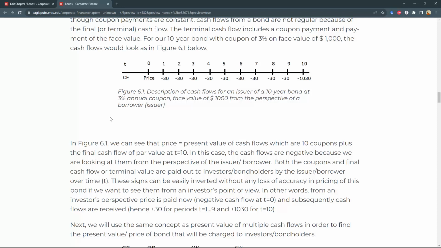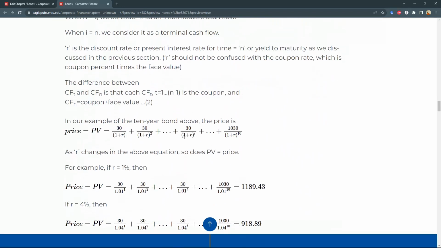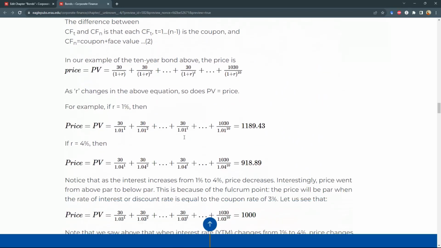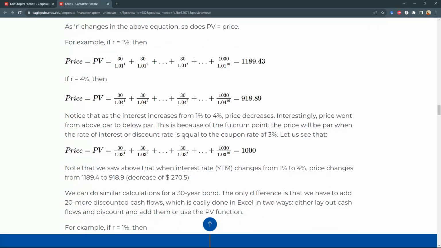Pricing a bond. Let's look at this example in figure 6.1, in which the coupon rate is 3%, the face value is $1,000, and the bond is maturing in 10 years. This is an annual coupon, so compounding is annual. Okay, so we will price it at the rate of 1%, 3%, 4%, and then we'll price it for 10 years and 30 years.